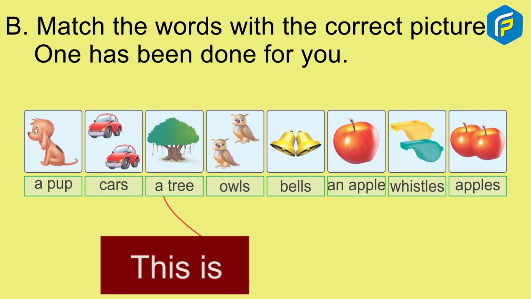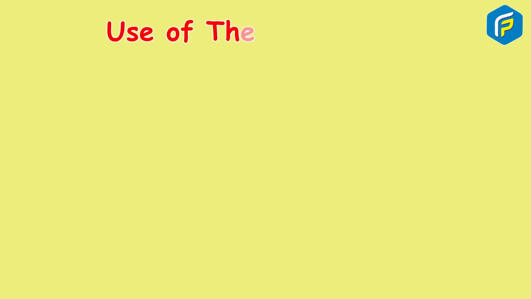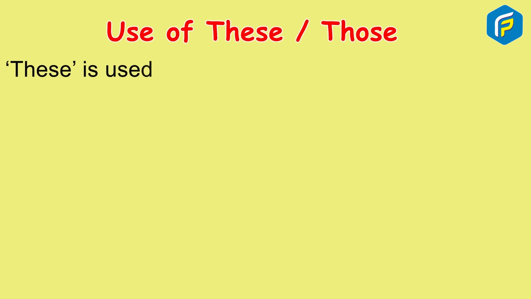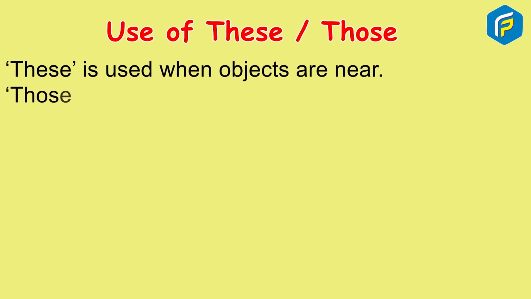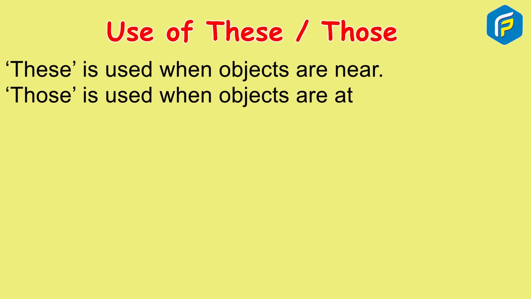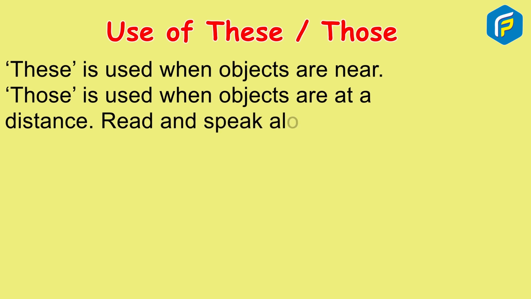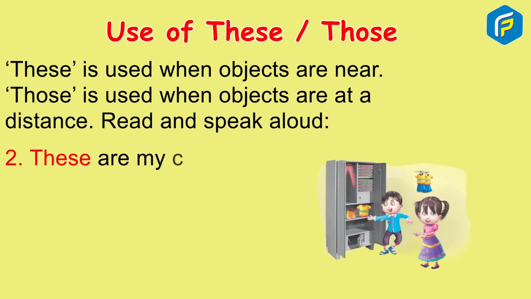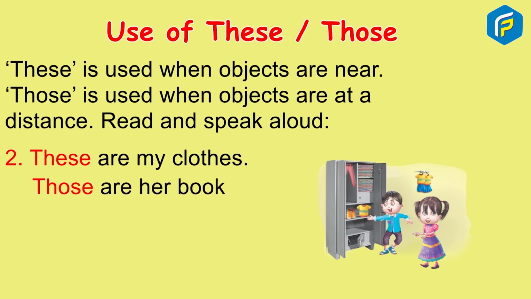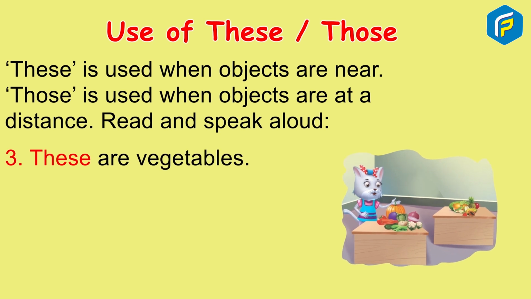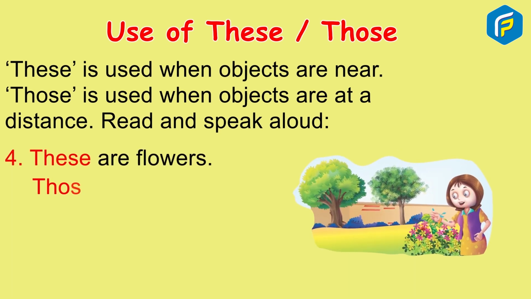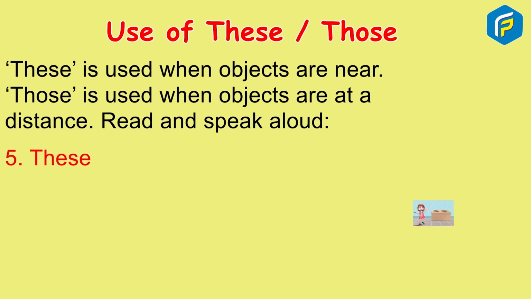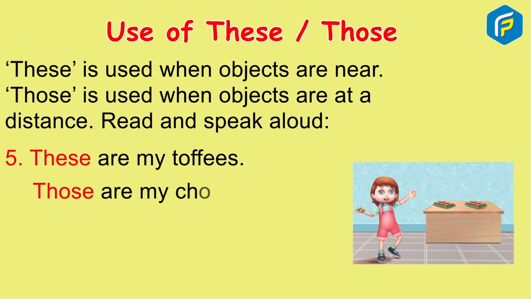This is. These are. Use of these, those. These is used when objects are near. Those is used when objects are at a distance. Read and speak aloud. These are my books. Those are her books. These are my clothes. Those are her clothes. These are vegetables. Those are fruits. These are flowers. Those are trees.